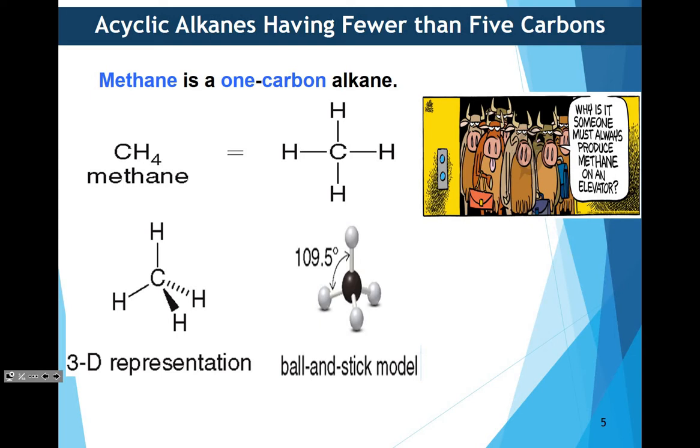Methane, now this is on the right-hand side. You'll see a column of stuff that says 1 through whatever. Methane is a 1-carbon alkane. There are several different ways we can write it. CH4, we can draw it out, show the structure. We can show a 3D representation, and we can actually do a ball and stick model. So you need the name methane down underneath carbon 1.